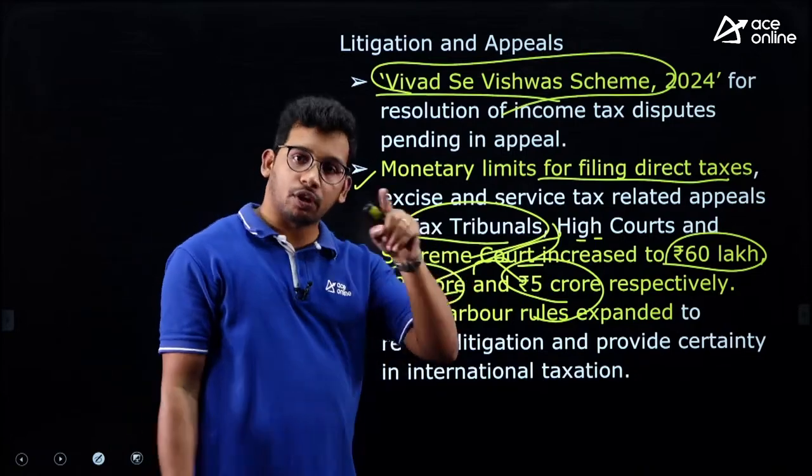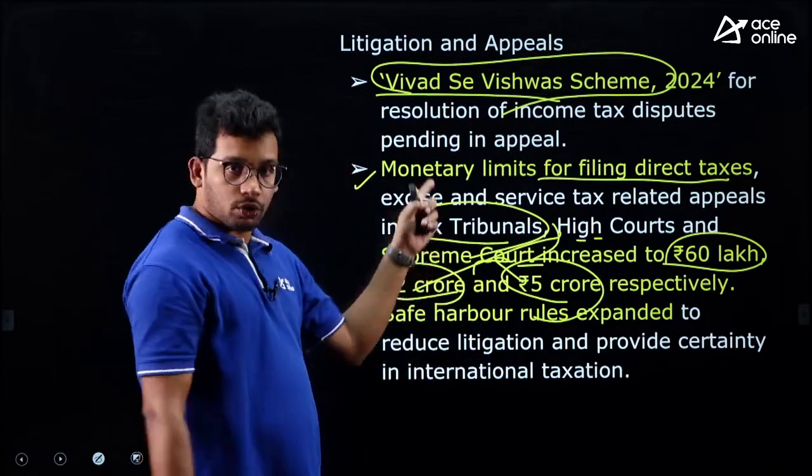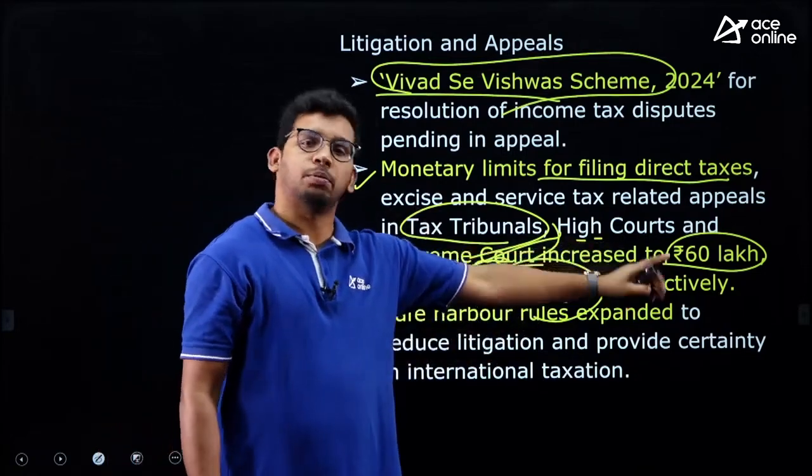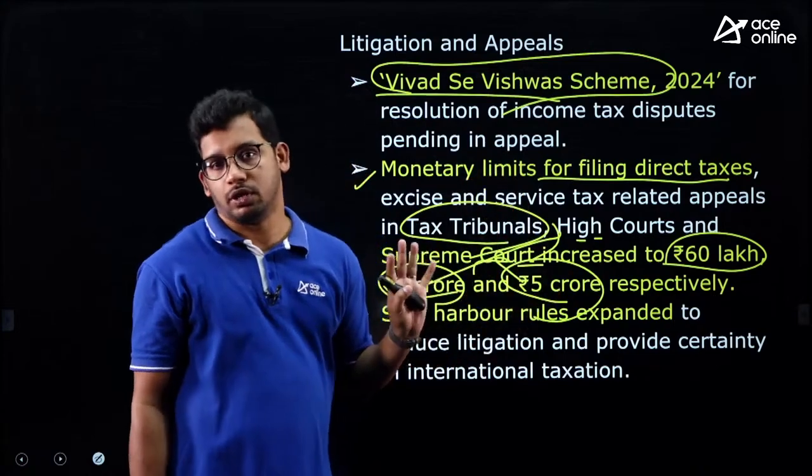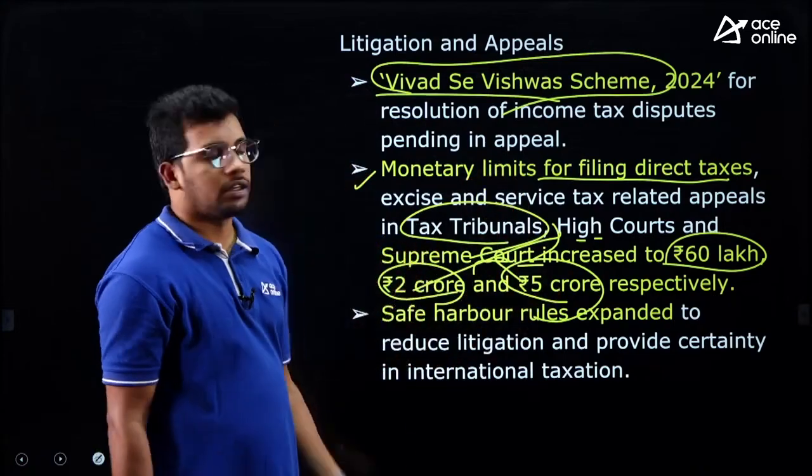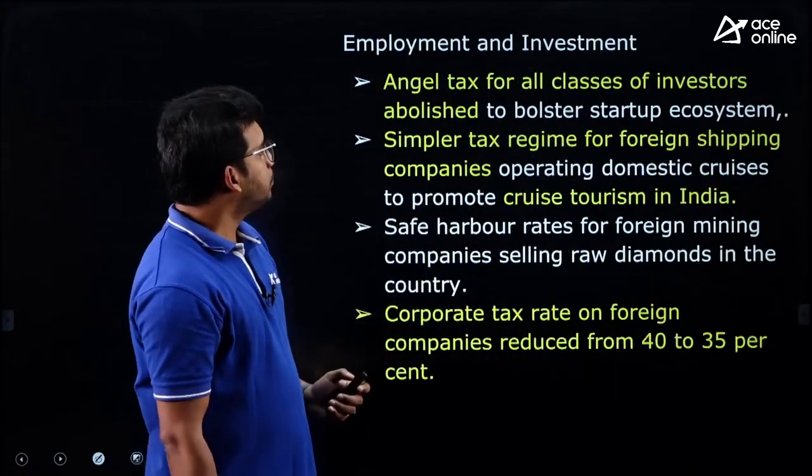2 lakh to 5 crore, if you are having any dispute, you can directly go to high court, and if it is up to 60 lakh you can go to the tribunals. So this is what it has created, right.